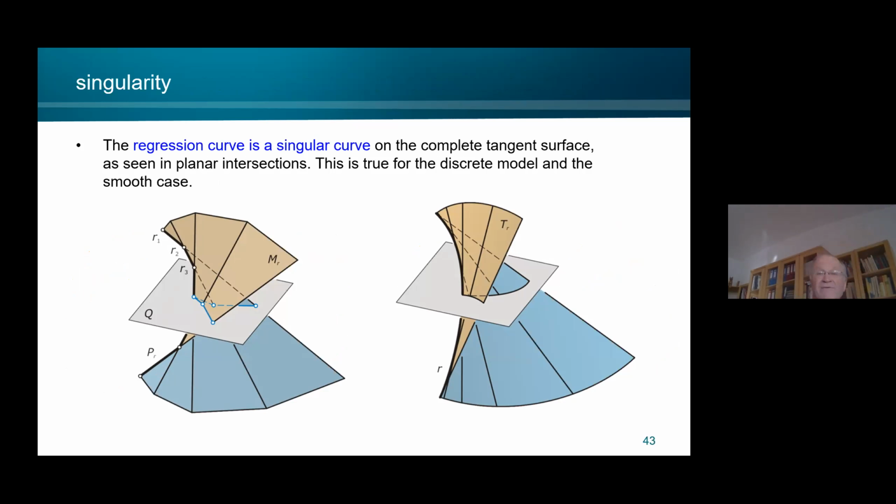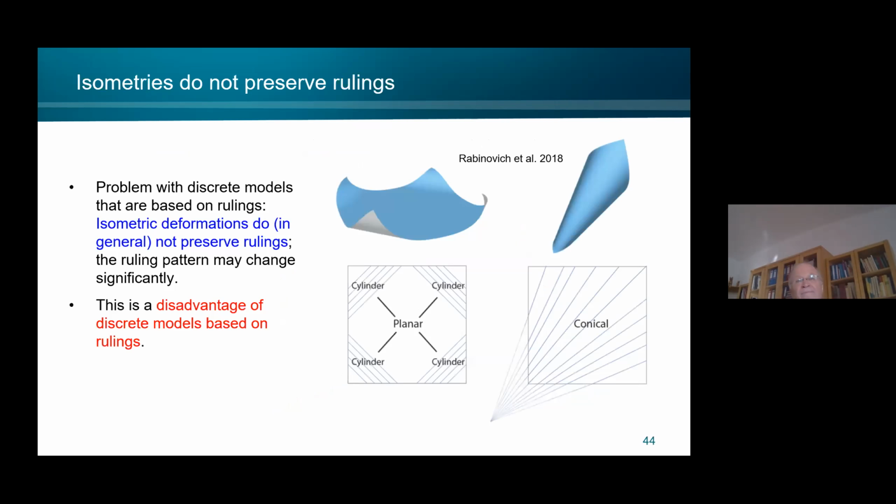And for most applications, it has to be avoided, which is also the inherent trouble in this dual viewpoint of developable surfaces, because one could actually access them without any constraint by viewing them as envelopes of one parameter families of planes. But then one has a hard time to rule out, to eliminate the regression curve from the areas of interest.